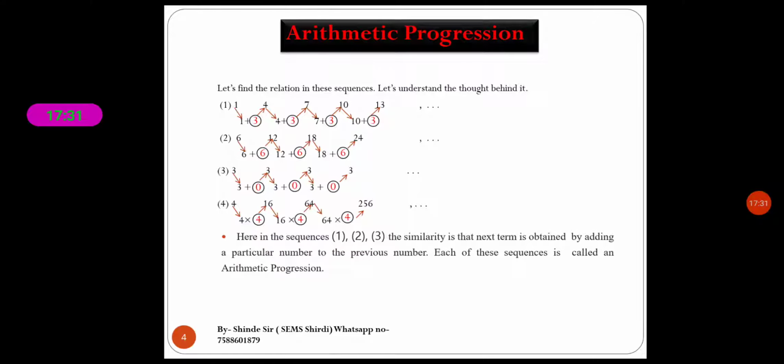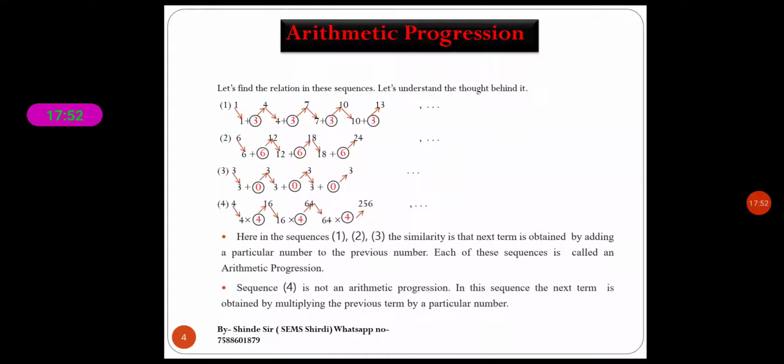What about the fourth one? We see the fourth sequence. This sequence we will see in 11th or 12th standard. Means here sequence 4 is not an arithmetic progression. In this sequence, the next term is obtained by multiplying the previous term by a particular number. This type of sequence is called a geometric progression.